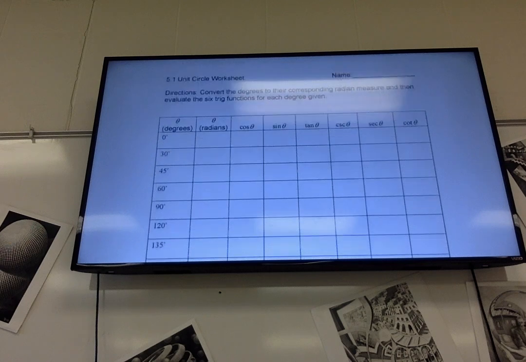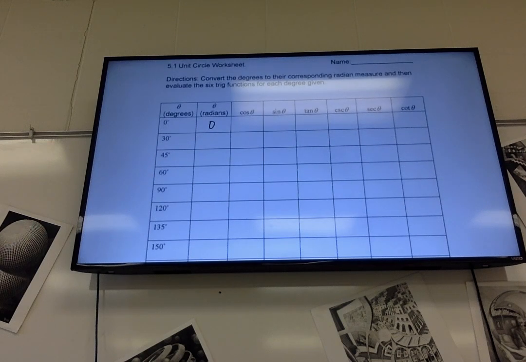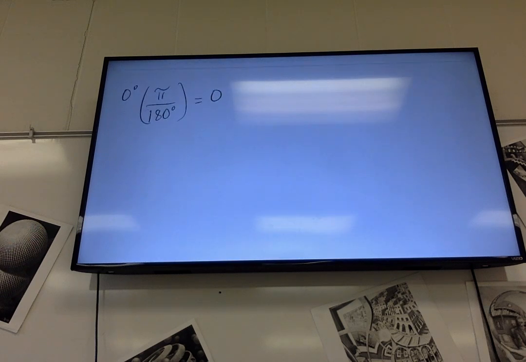But it doesn't really matter because 0 is 0. So the radians are 0. And then I don't know why cosine's first, but it is. So from there, we're trying to find cosine, sine, tangent, all those. Well, since it's one of the angles that land directly on the x or y axes, then we need to use a unit circle.